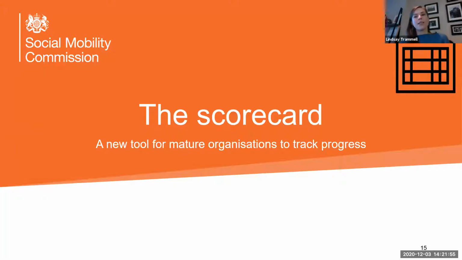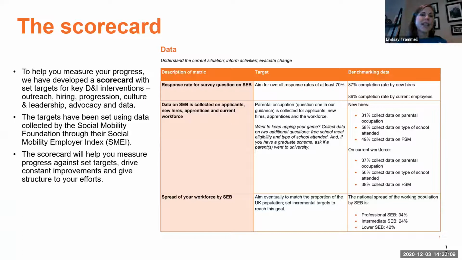Finally, if you are amongst the best and you're already quite mature in your social mobility strategy, we have created a tool that we've called the scorecard. We had organizations reach out to us that said, look, we've been doing this for years. We want to understand what targets we should be setting in all of the areas like outreach, hiring, progression, culture, etc. So we've worked, again, really closely with our partners at the Social Mobility Foundation, where we use data from the Social Mobility Employers Index to benchmark best practice.